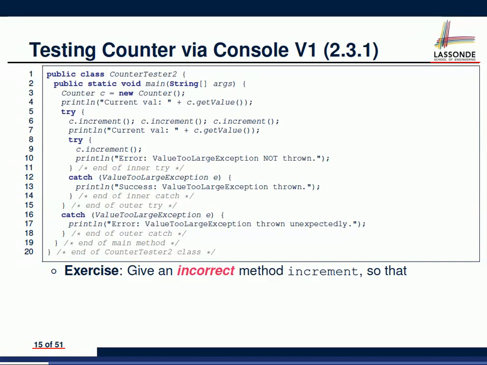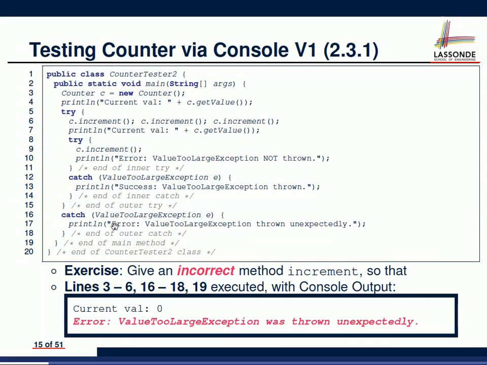So now I want you to give an incorrect method increments. I'll explain what this means; you can read it more carefully when you study it. I want to make the implementation wrong so that C.increments in line number 6 is going to throw the value too large exception unexpectedly. If that was the case, from line number 6 we're going to skip the rest, go to line number 16 directly, and then say error. Any suggestion?